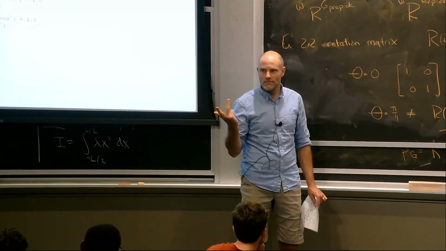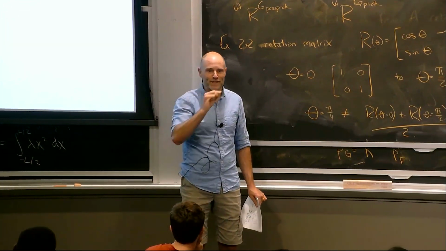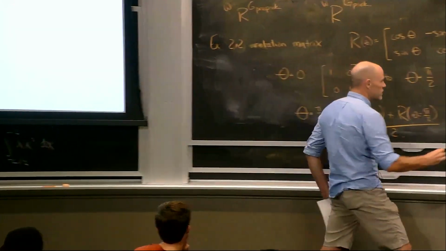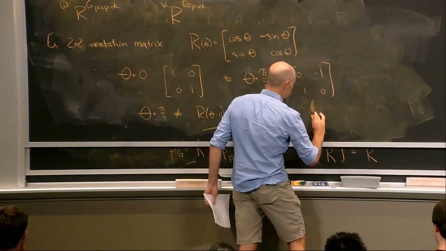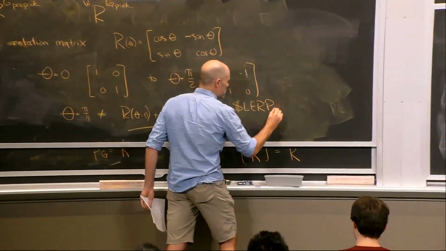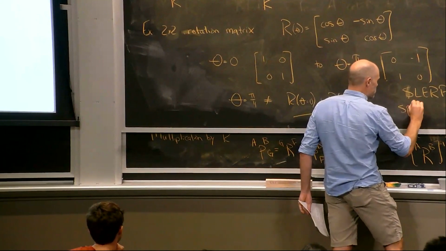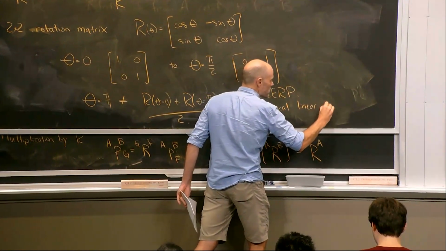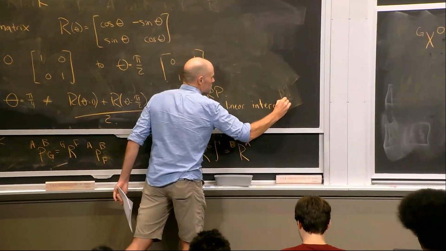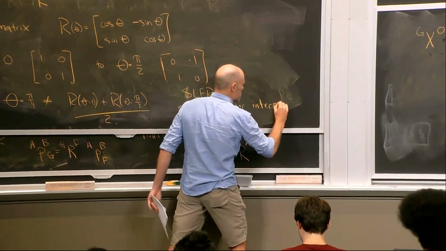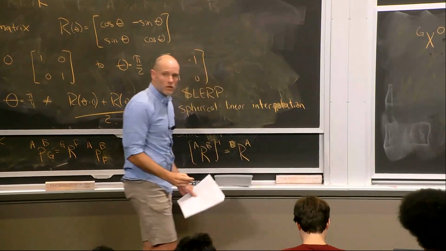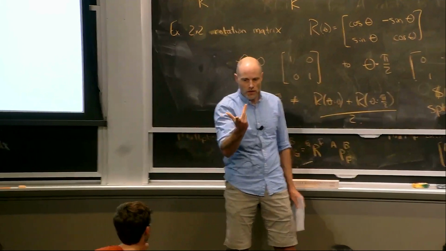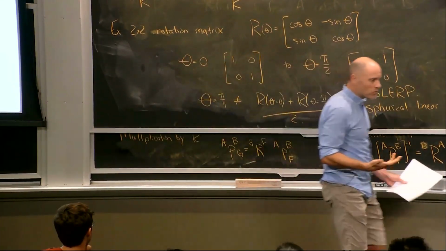It's called SLERP, spherical linear interpolation, SLERP. Okay, so there's a way to smoothly go through the rotation matrices, like a linear interpolation. So we can put that all together.